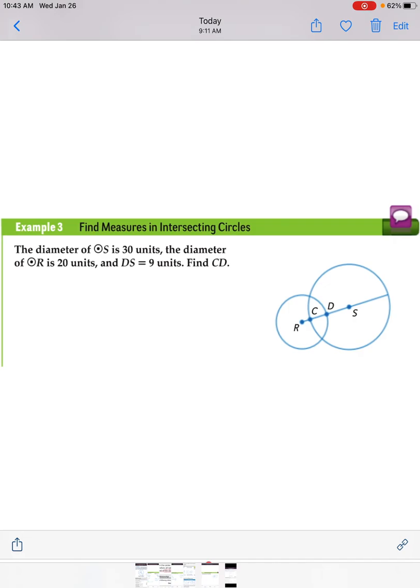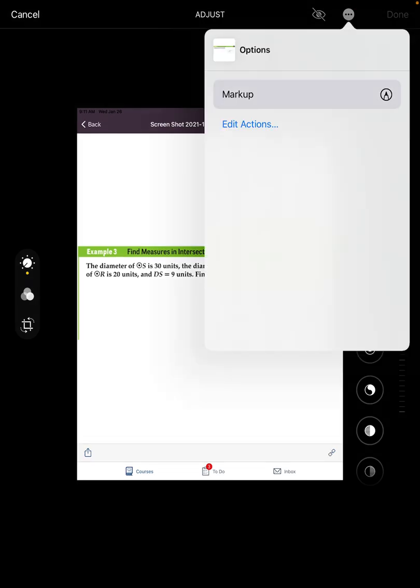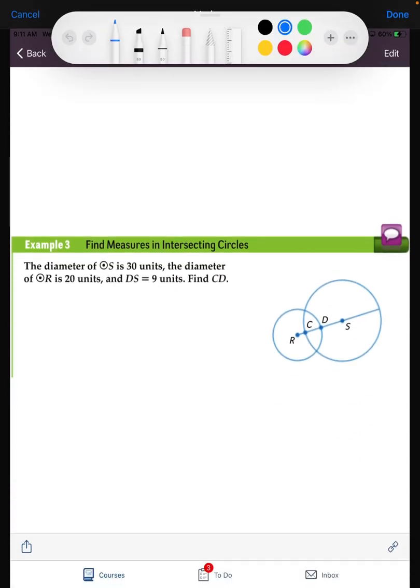This tells us the diameter of S is 30 units. The diameter of R is 20 units. DS equals 9. Find CD. So let's go ahead and label what we have here. So we have diameter of S is 30 units.